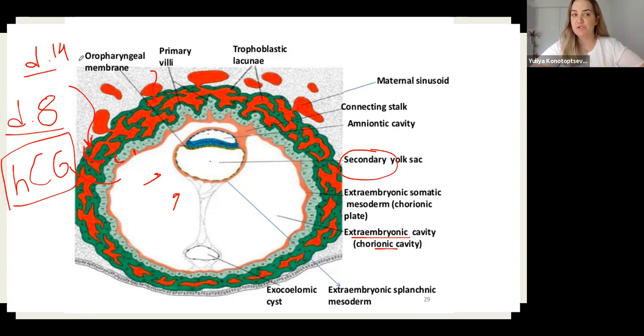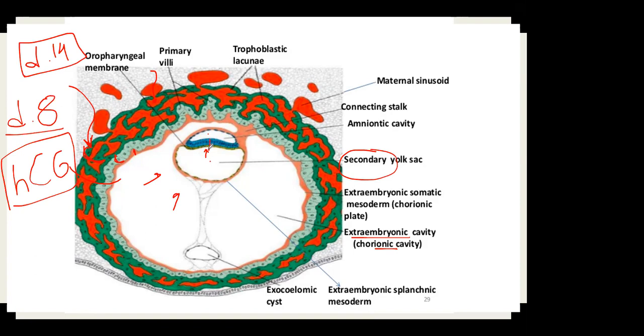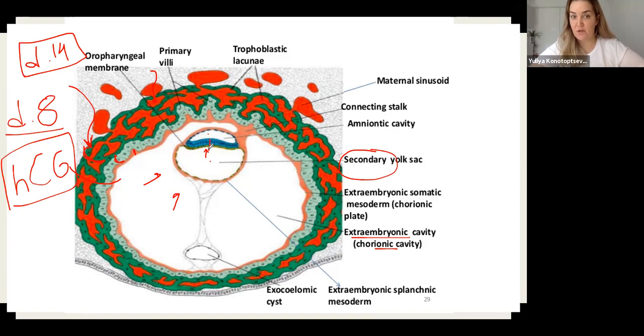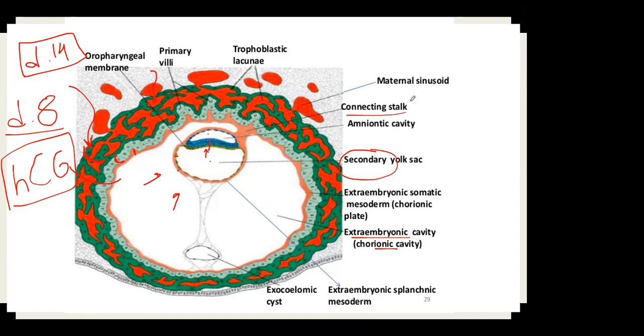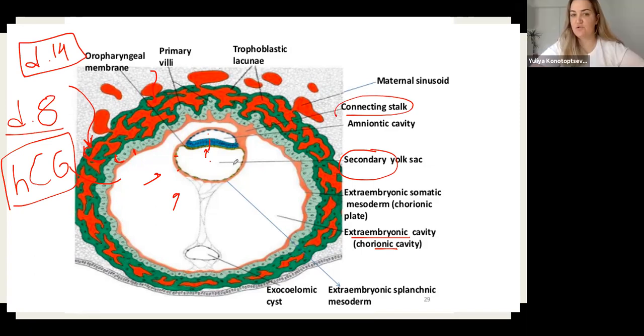This is day 14. Is it correct to say that hypoblast is only located on the bilaminar germ disc? No. Where else do we have the hypoblast? In the yolk sac. In the wall of the yolk sac. Very good. So within the wall of the yolk sac, we also have the cells of the hypoblast. What is the connecting stalk going to become? The future umbilical cord. Very good. This is the future umbilical cord.